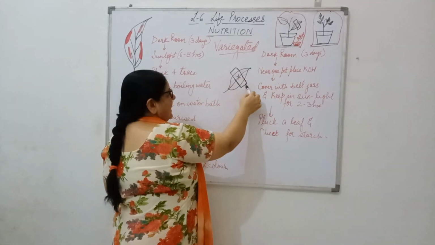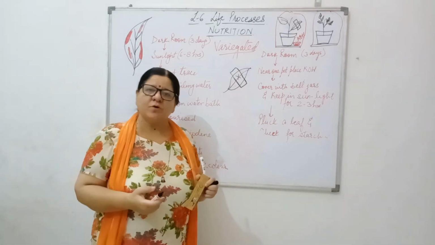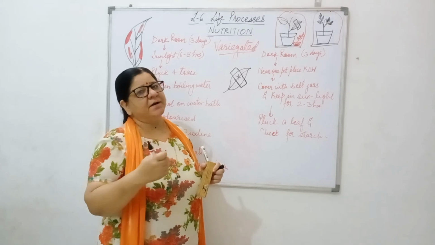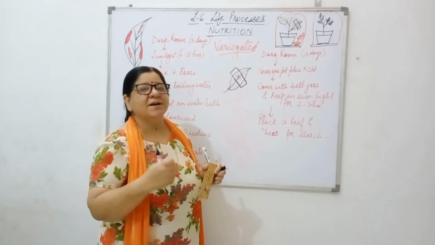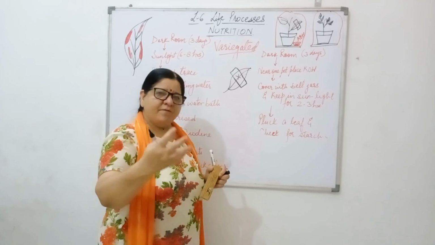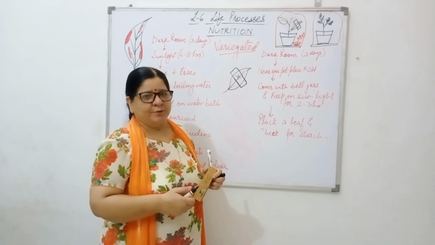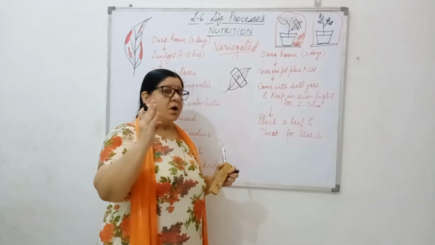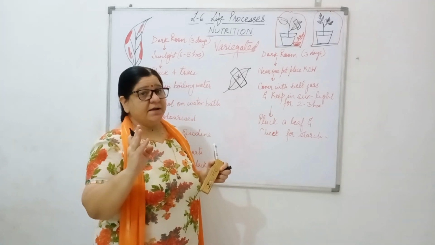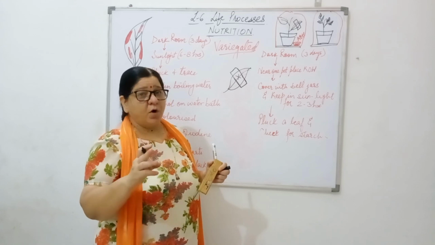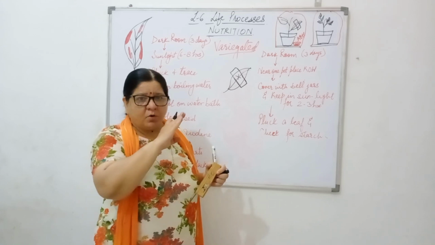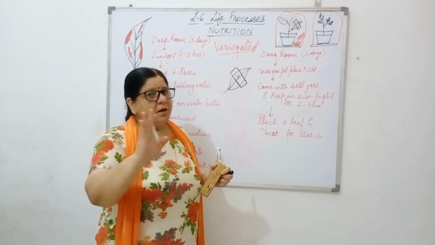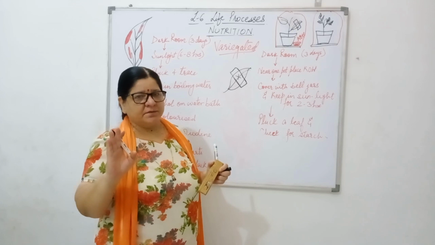Why? Because here black paper strip was put. So the sunlight could not reach here and photosynthesis did not take place in this part of the leaf. Right? Same way we can do it for water also. So this is how we show that all the 4 components, carbon dioxide, sunlight, water, and chlorophyll, are important. Even if one is missing, photosynthesis will not take place.